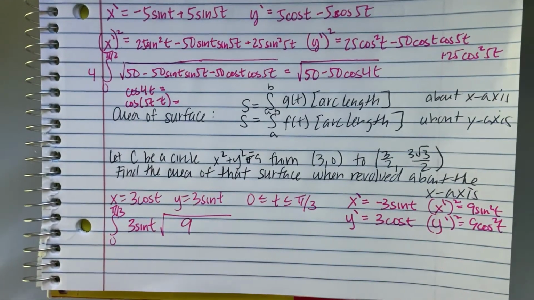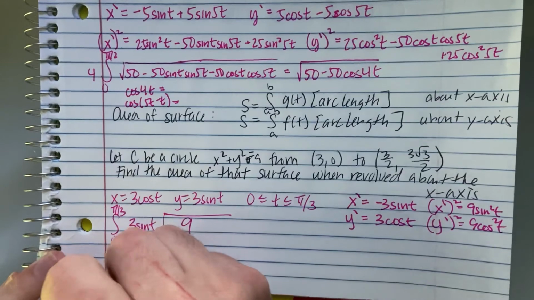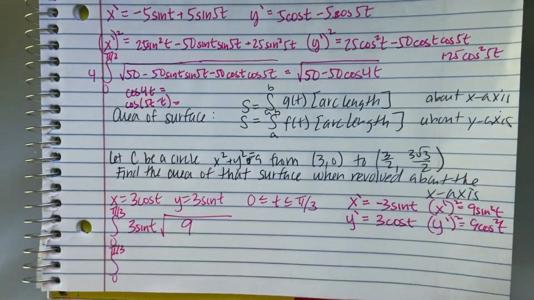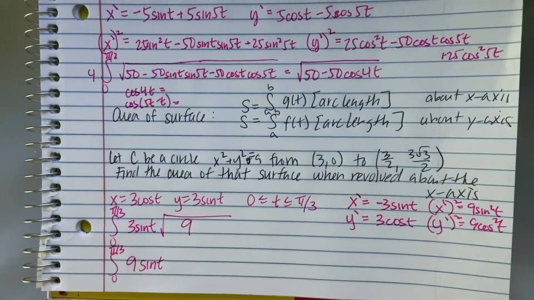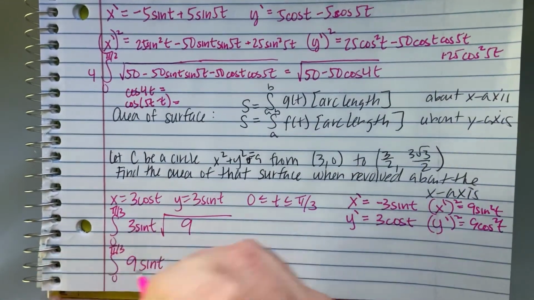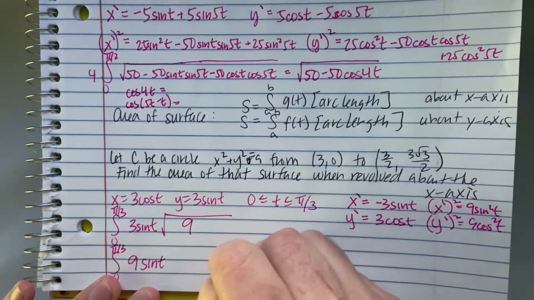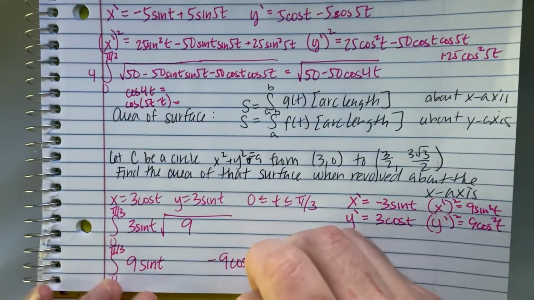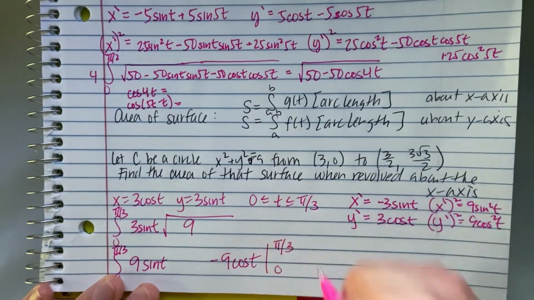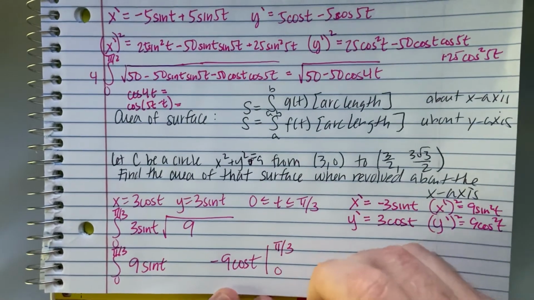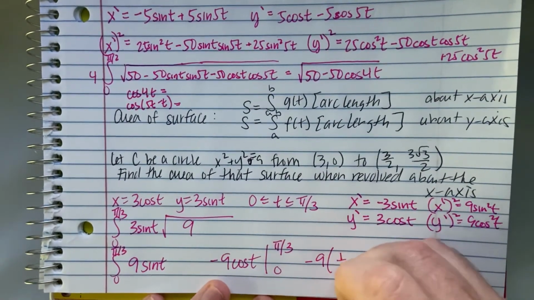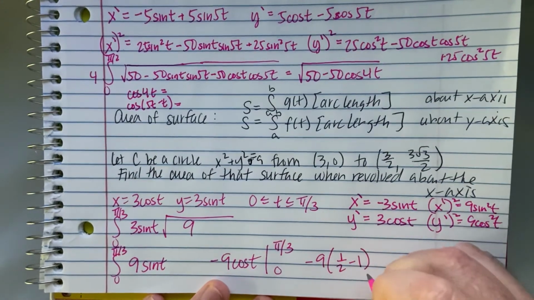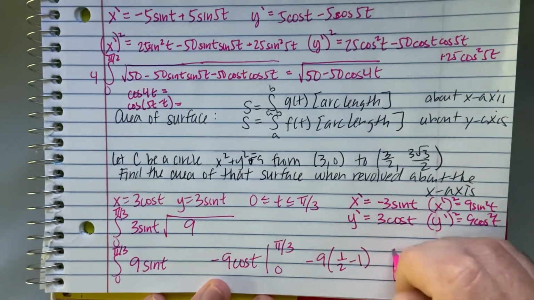Nice for us, because what's the square root of 9? 3. So this whole thing becomes the integral from 0 to pi over 3 of 9 sine t. That integral is just negative 9 cosine t, evaluated from 0 to pi over 3, which is negative 9 times (1/2 minus 1), which is 9/2. And that's it.